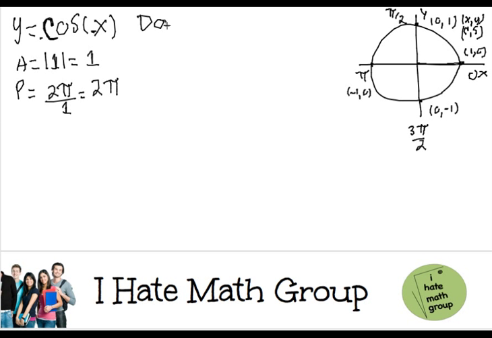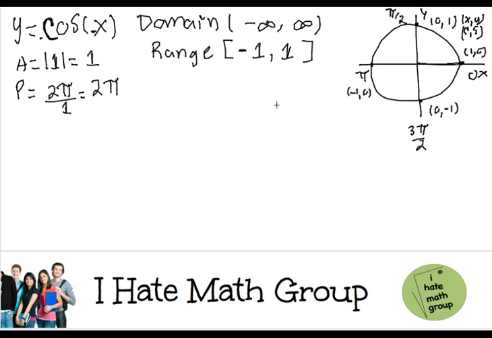Let's also remember that the domain of the cosine is always all real numbers. And the range is actually given by the amplitude. Well, the range is going to be from negative 1 to 1. And once we graph it, you're going to see all this.